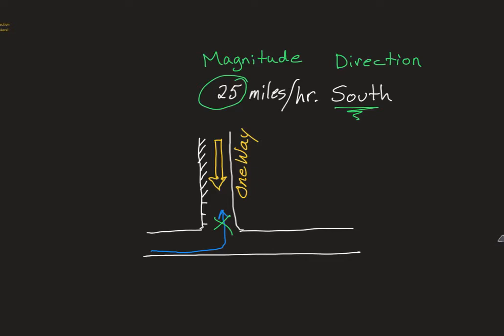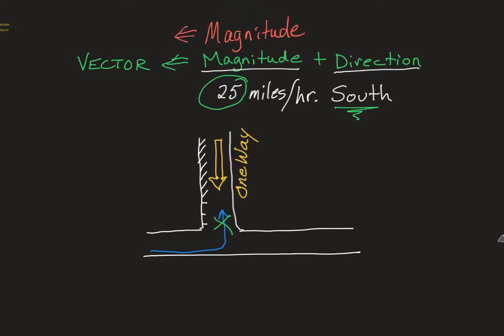When you have both magnitude and direction, that means that you have a vector. In order to have a vector, you must have two components. You must have magnitude and you must have direction. In this case, the magnitude is 25, the direction is south. If you only have magnitude, you have part of a vector. We call that part a scalar. The magnitude part of a vector is a scalar. If you add direction to it, there you go. You have a vector.